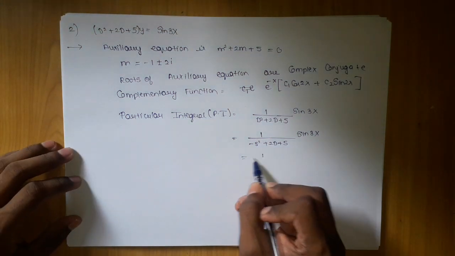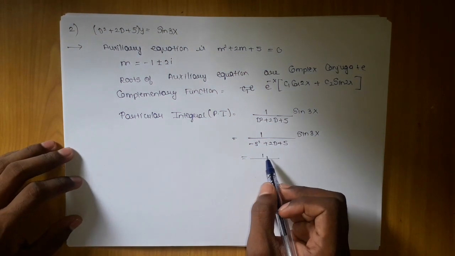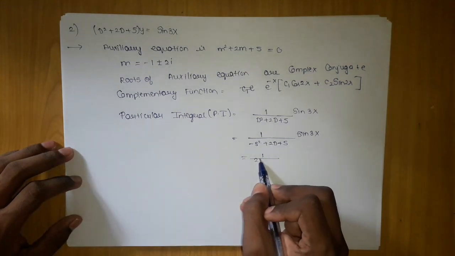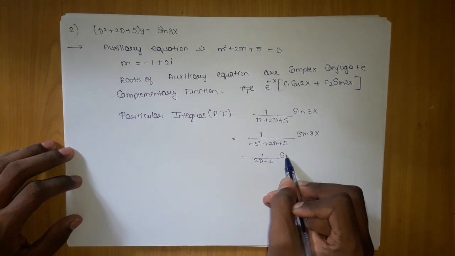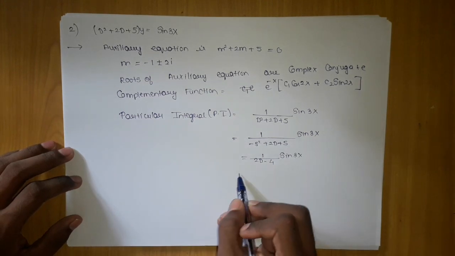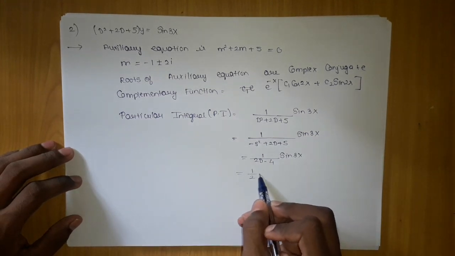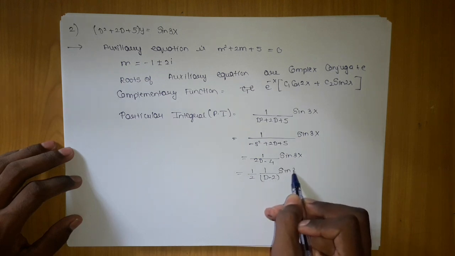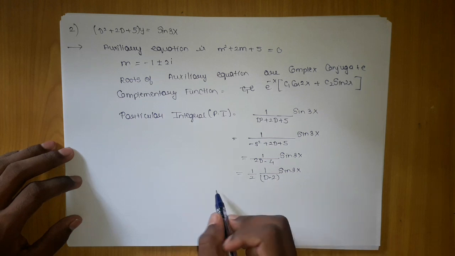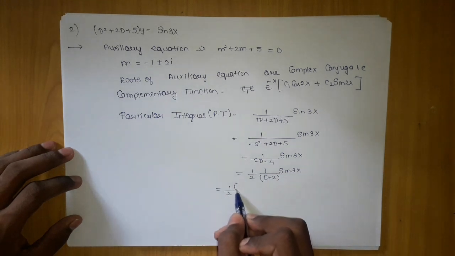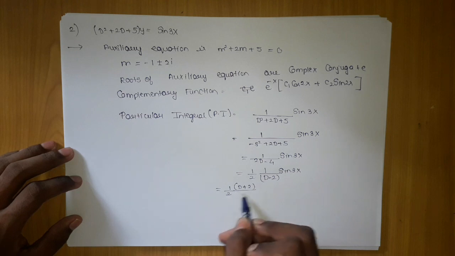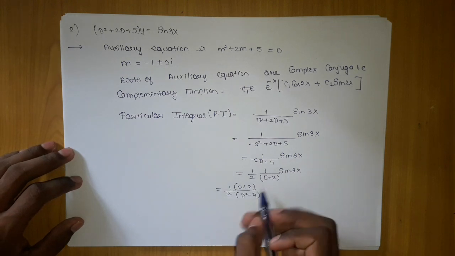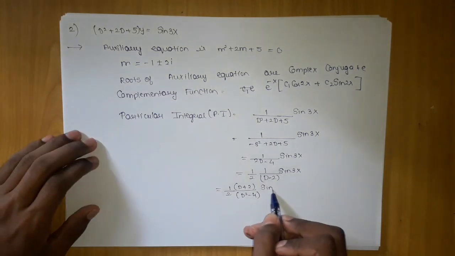When you solve it, after this you will get minus 9 plus 5 will be minus 4. So you are going to get something like 2d minus 4 into sin 3x. Let's take the 2 common outside. If we take the 2 common outside, we are left with d minus 2 into sin 3x. Now we are going to rationalize this. The moment I rationalize this, it will be d plus 2 the whole upon d square minus 2 square, which will be 4, into sin 3x.